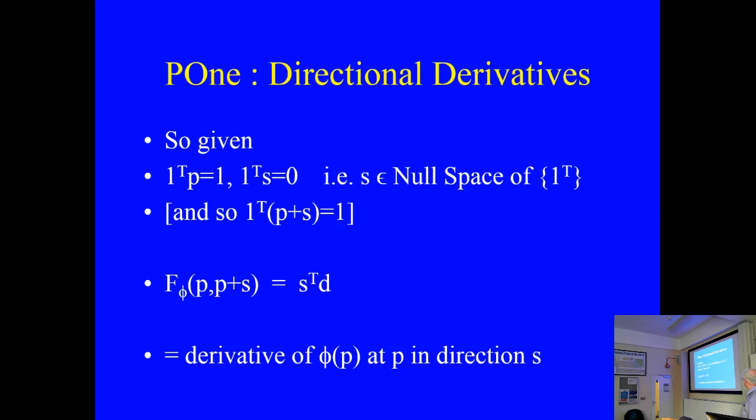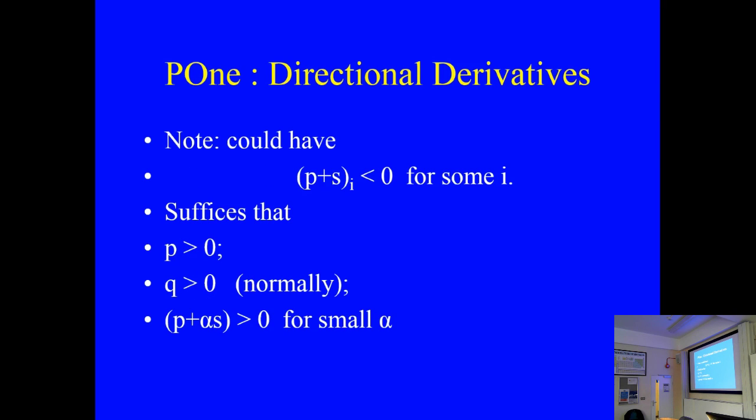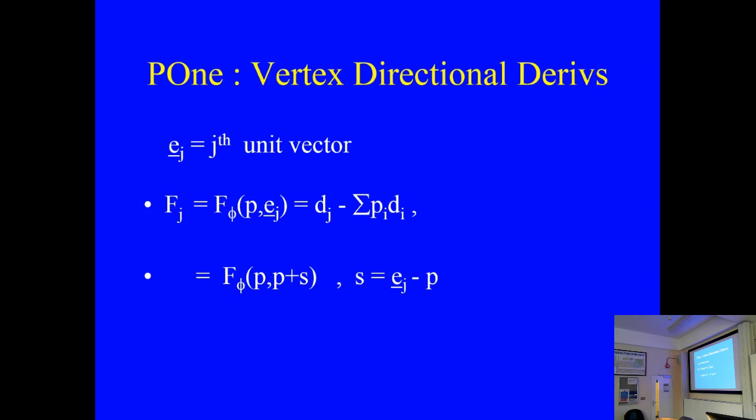Now we've just changed things slightly. It could be that we could have some components of p plus s negative, but for our purposes it suffices that p is positive and q positive normally, but that wouldn't be necessary, and that for some small alpha, p plus alpha s is greater than 0. Going back to our vertex directional derivatives, with ej that gets me a vector, fj is f of p towards ej, and the vector s is then of the form f(p, p plus s), where s is ej minus p.